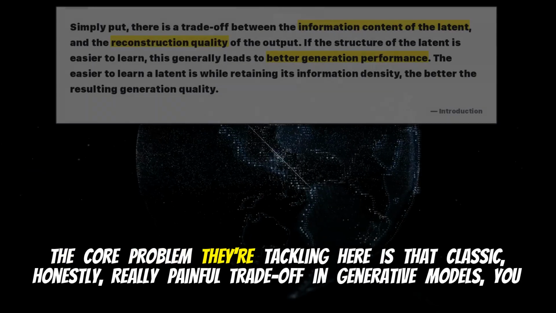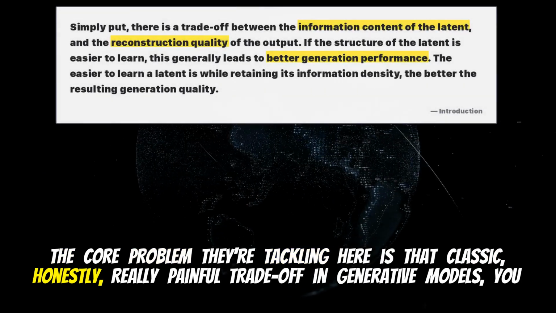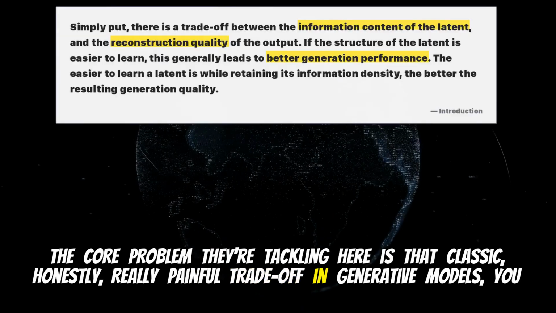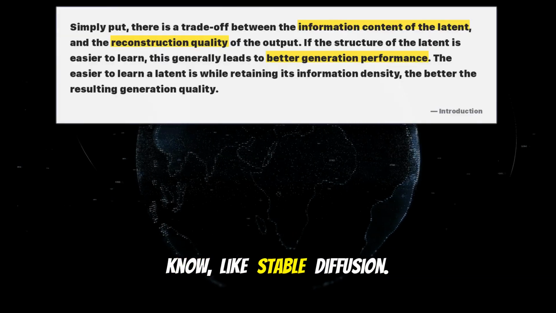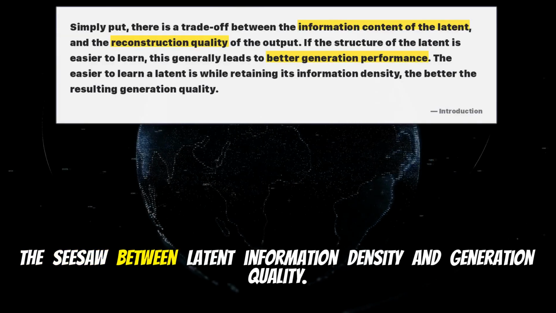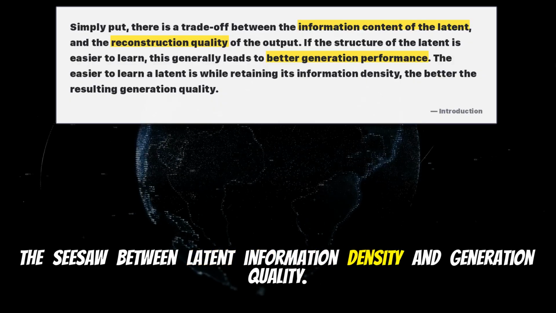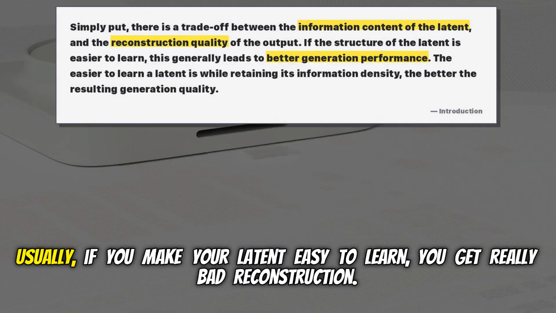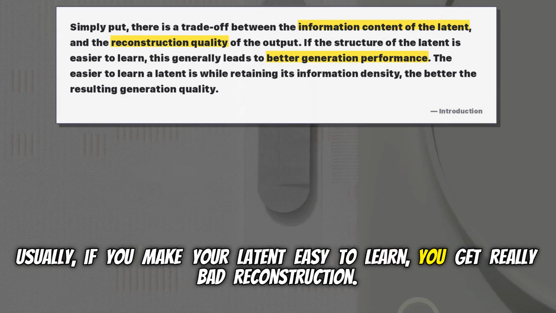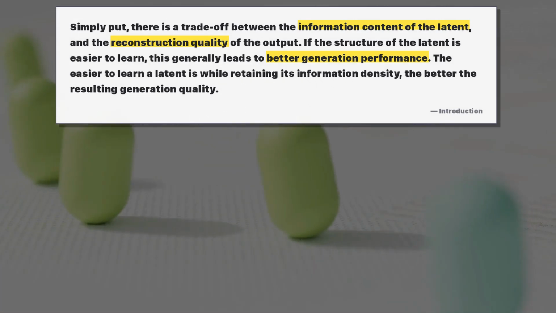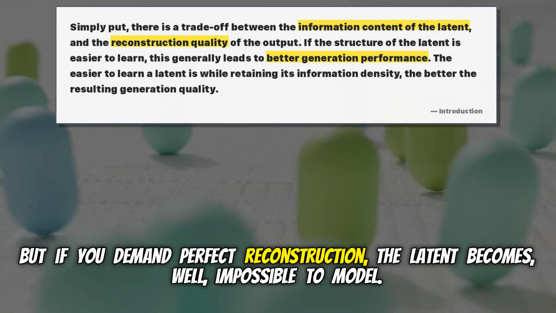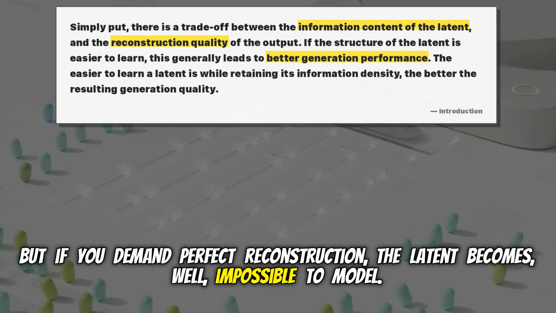The core problem they're tackling here is that classic, honestly really painful trade-off in generative models, like Stable Diffusion. Right, the seesaw between latent information density and generation quality. Exactly. Usually, if you make your latents easy to learn, you get really bad reconstruction. But if you demand perfect reconstruction, the latent becomes impossible to model.